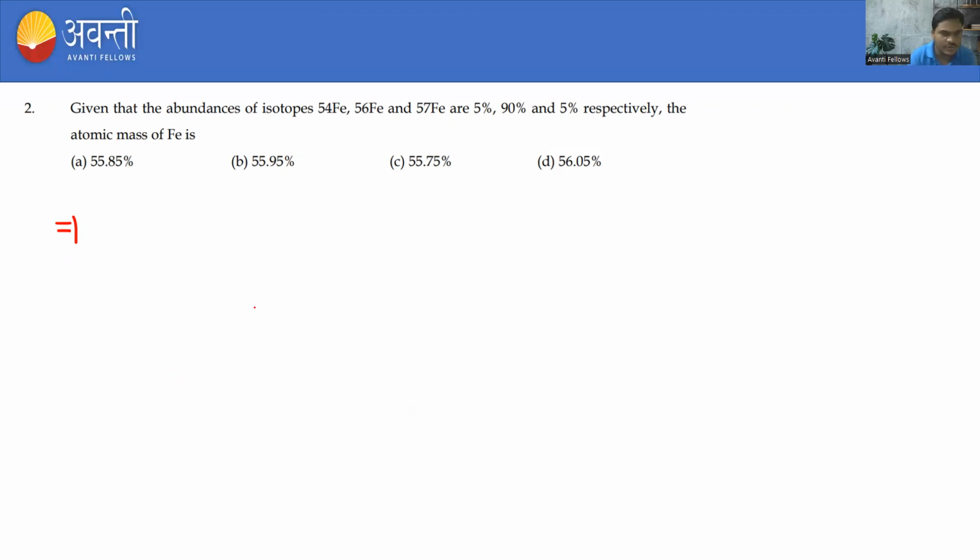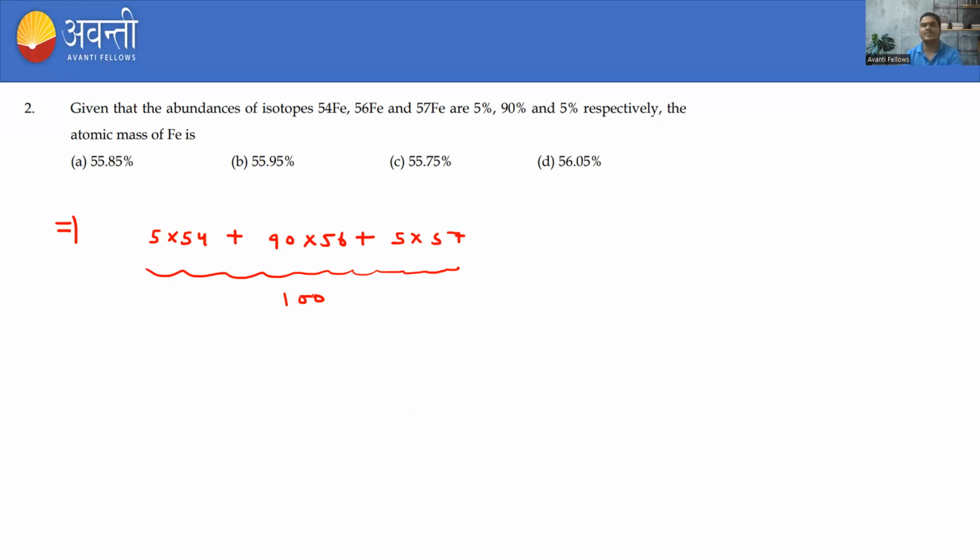atomic mass. So in the first case, that is Fe54, they have 5%. So just multiply 5 into 54. Again, add the next, which is 90%. So 90 into 56. Again, that is 5 into 57. And divided by what? Divided by 100, because 5%, 90% and 5% comes out to be 100 in total. So on solving, what you get is equal to 55.95 u.